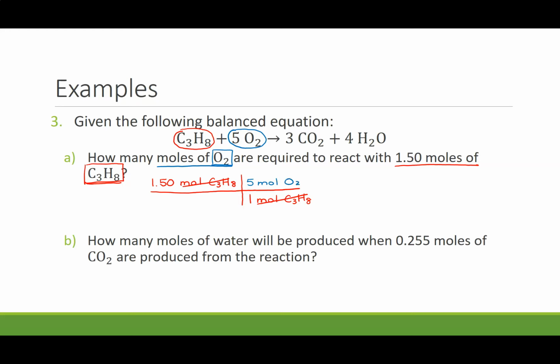The last step is to convert the moles of the unknown to the wanted unit. Well, our wanted unit is moles, so we don't need to do anything here. We can just skip this last step. So this is the work completed, and in the calculator we will put 1.50 times 5, and the answer is 7.50. I'm keeping 3 sig figs because my given has 3 sig figs. And don't forget our unit. The unit is moles of O2.